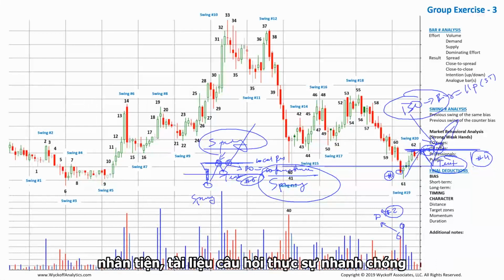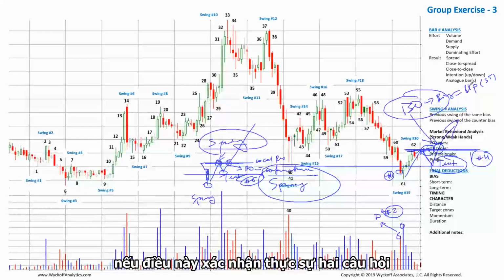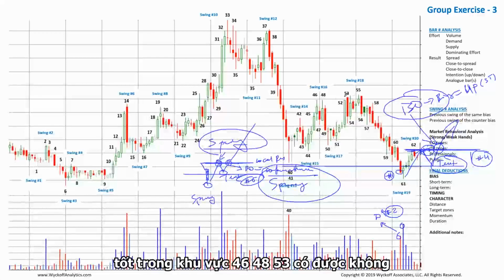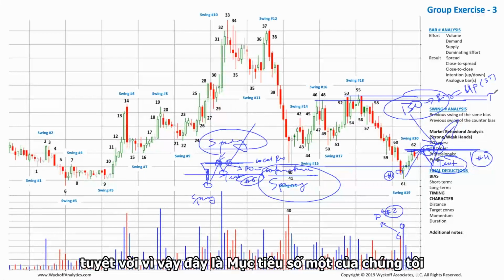If we have this breakout, this is going to confirm the bias to the upside, at least a short-term bias. By the way, really quick question, Doug. If this confirms, actually 2 questions. If the breakout confirms that this was a spring, where is the target for that trade? That's number 1. The target for the trade would be up in the area 46, 48, 53. Okay, great. So this is our target number 1.